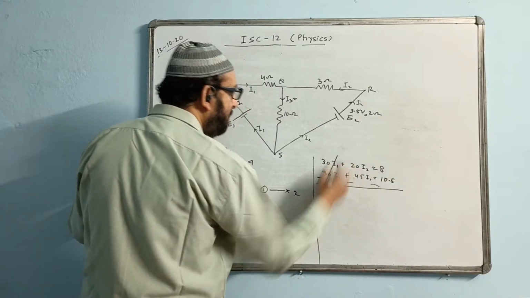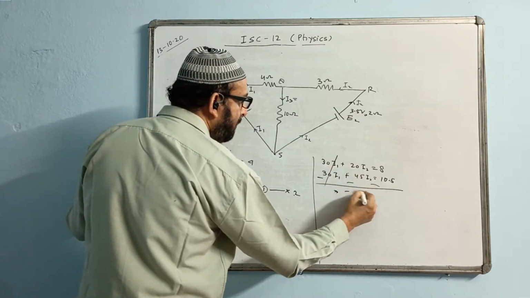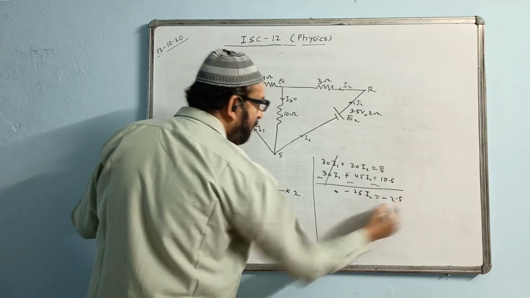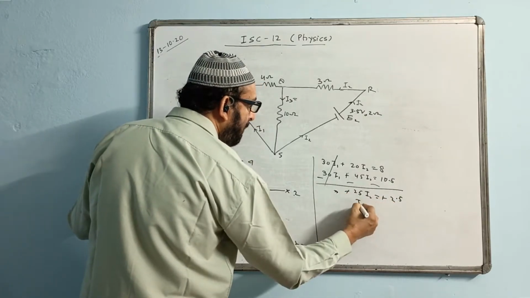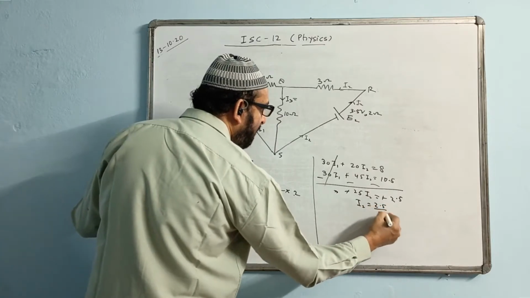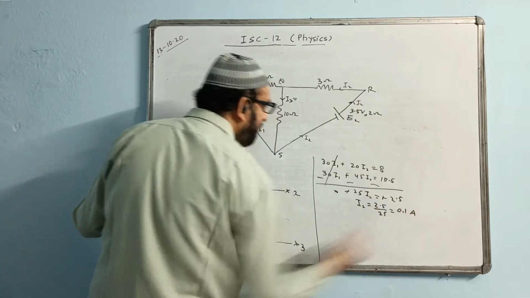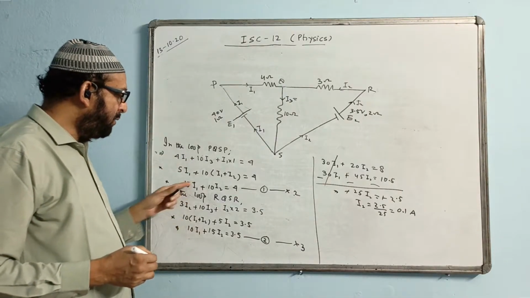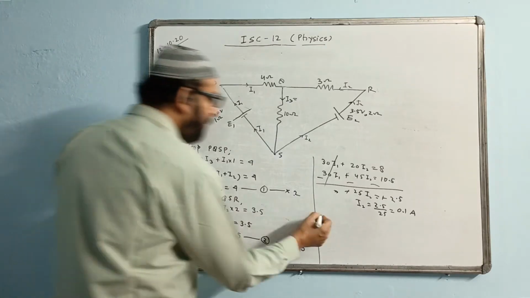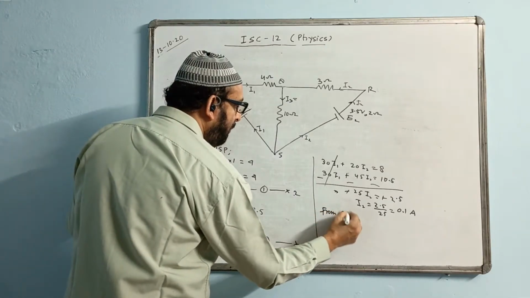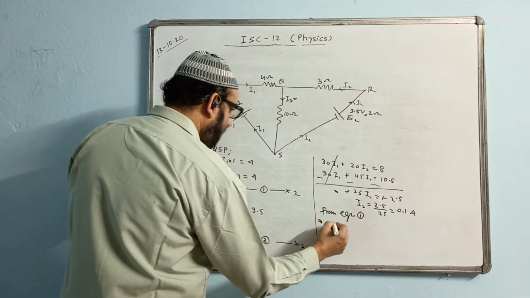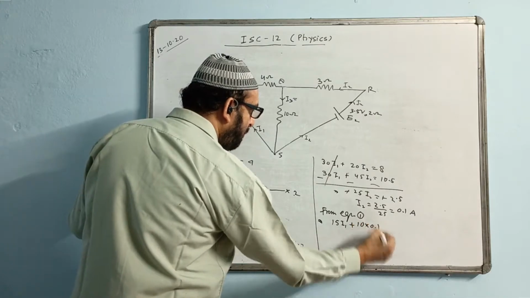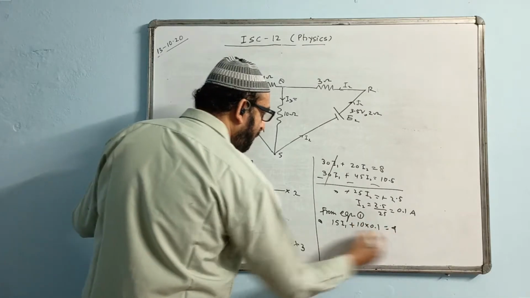Let us subtract. The I1 terms will go out, and 25I2 is coming. Subtracting these we get 2.5. So I2 value is coming 2.5 by 25. Answer is 0.1 exactly, 0.1 ampere. I2 value I put in any one of the equations and find the value of I1, that is from equation 1: 15I1 plus 10 into I2 value 0.1 equal to 4.